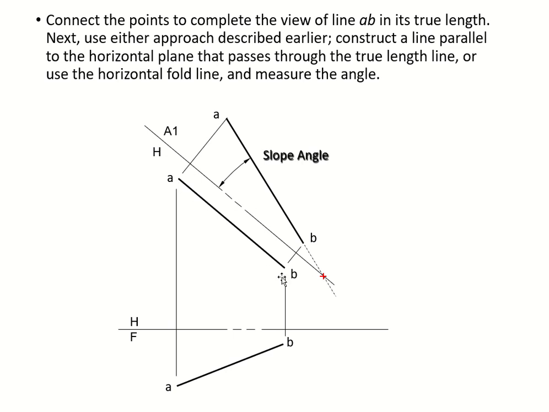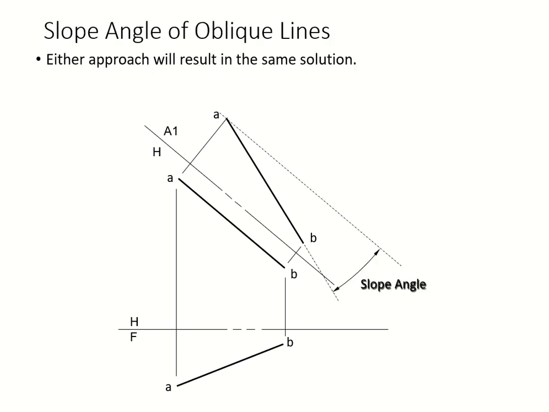Your angle is right here, your slope angle. And that's your true length. Your EV has a true length because we got the projection from here, with the second fold line. We can also do the angle on the other side like this.